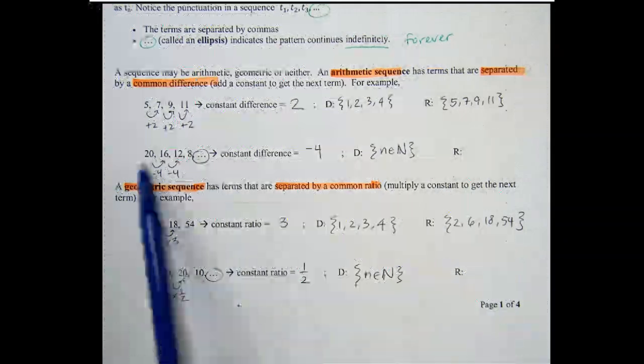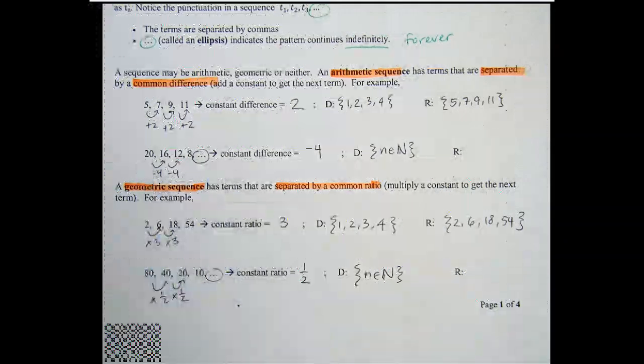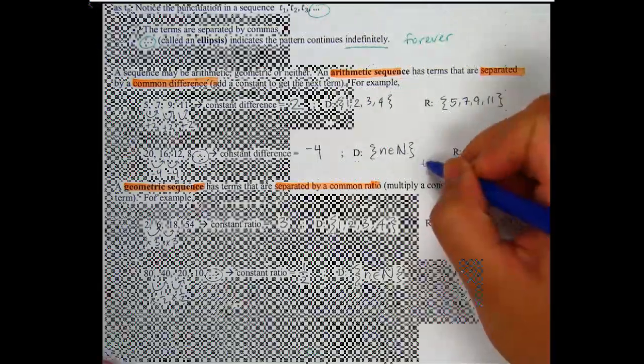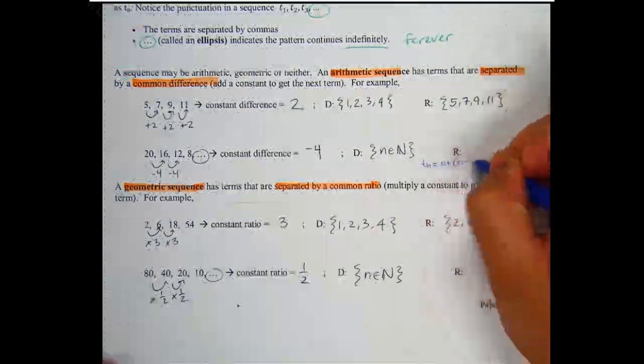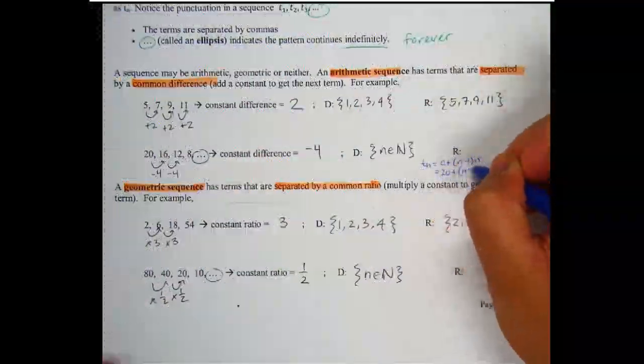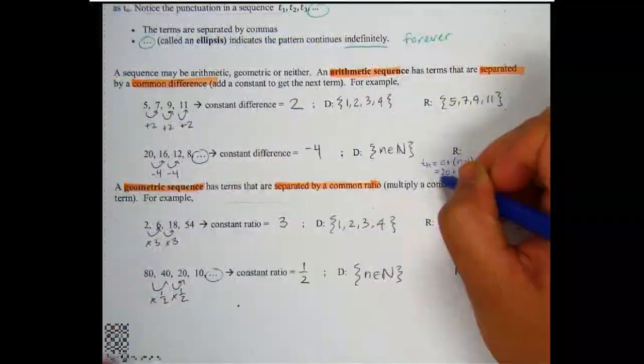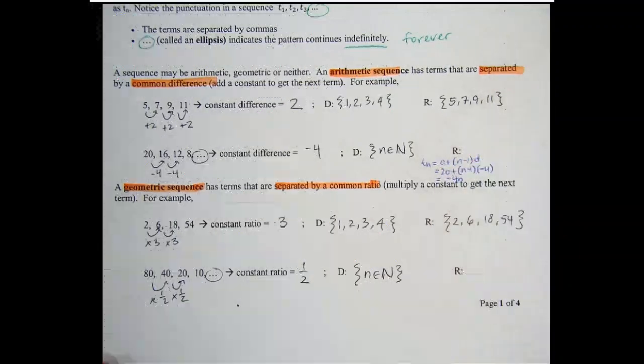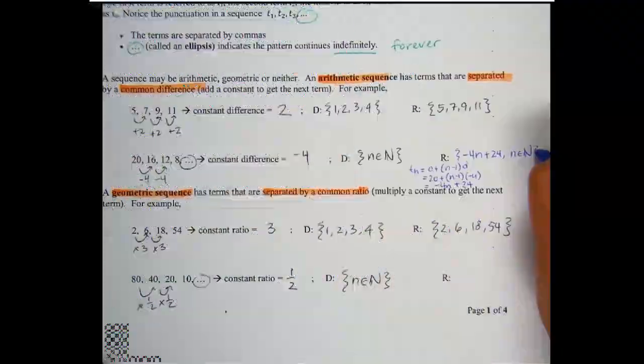So for the first example, this is an arithmetic sequence. Come up with the general term. Tn equals A plus (n minus 1)d. Plug in everything that you know. First term is 20, n minus 1, negative 4. And when you simplify this, you should get negative 4n plus 24. So that's going to be your range. And n belongs to the set of natural numbers because we can't have such things as negative term numbers. We can't have a 1.5 term.